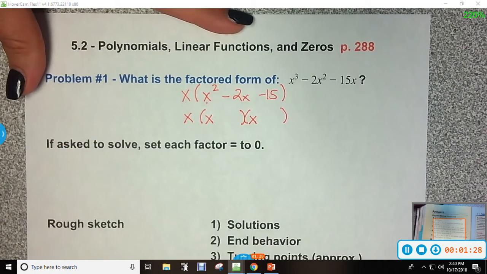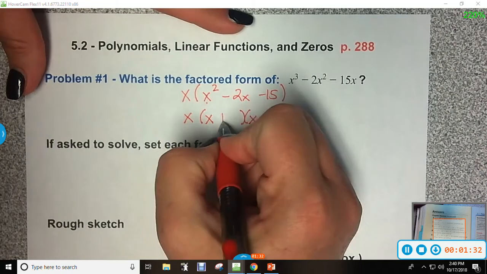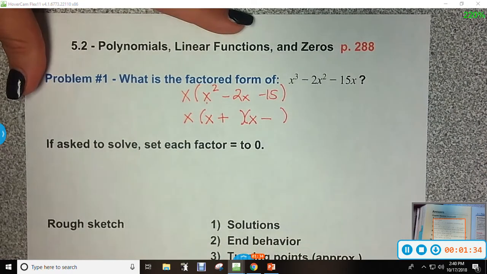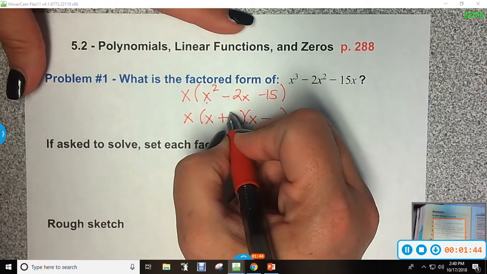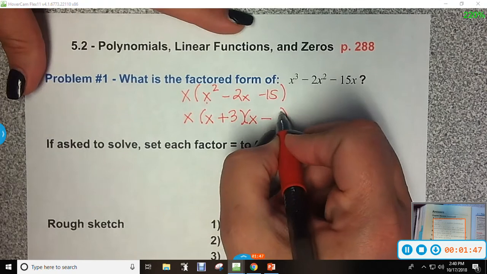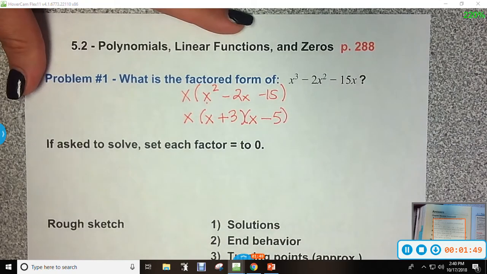Then do I need two positives, two negatives, or one of each? And now, what numbers do I need so that they multiply to be negative 15 and add to be negative 2? How about a positive 3 and a negative 5? Yeah, I don't think the 2 will work. 3 works. So that's the factored form.